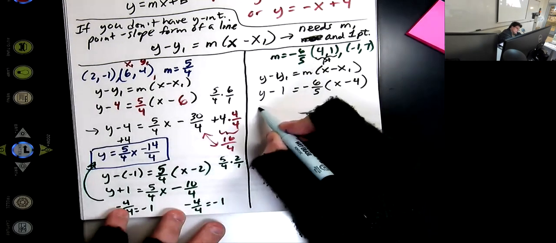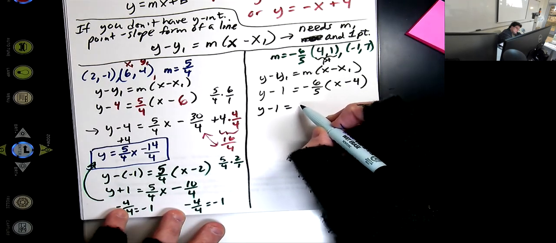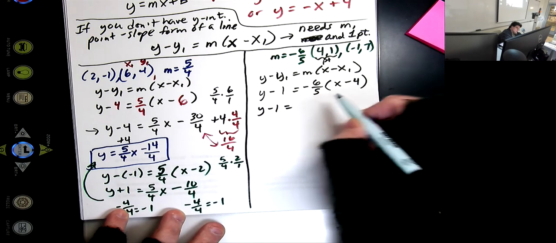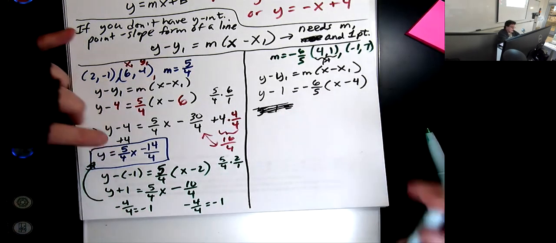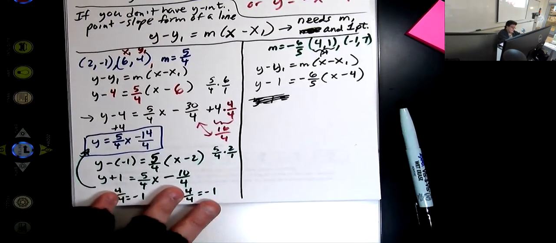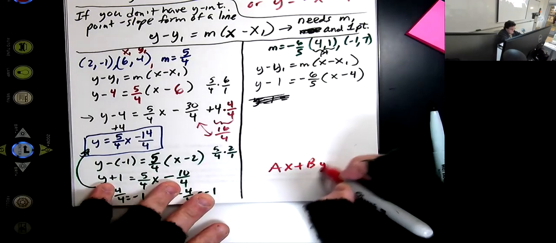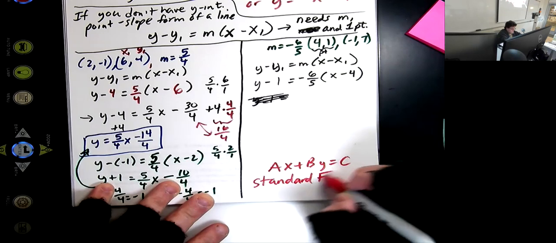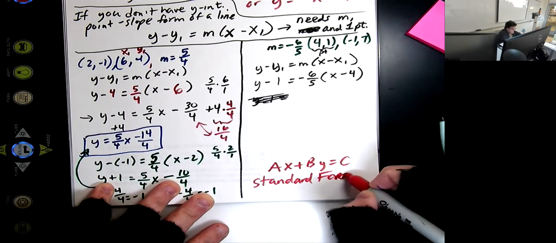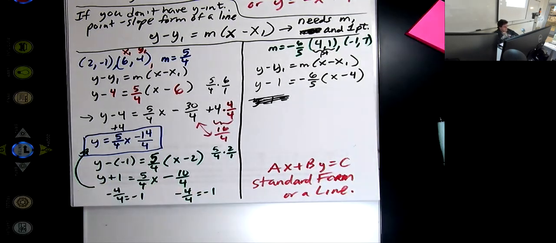If I distribute that. Actually, let's not distribute it. We're gonna do something else. We already showed you how to distribute and get the other form. Let's get this in the form of ax plus by equals c. This is called the standard form of the equation. So that's what I'm going to pursue here.